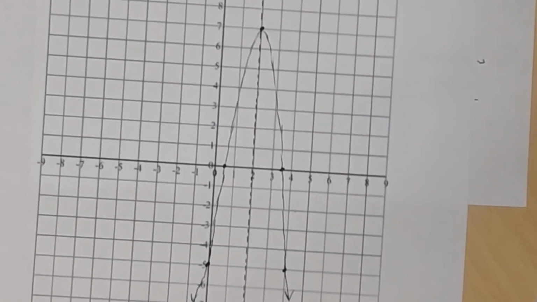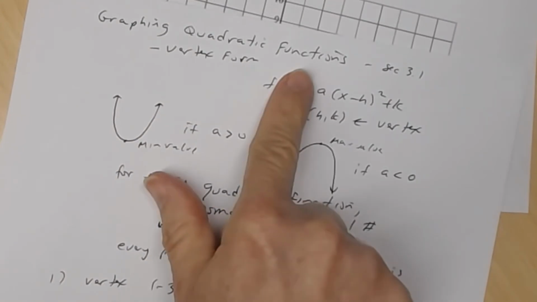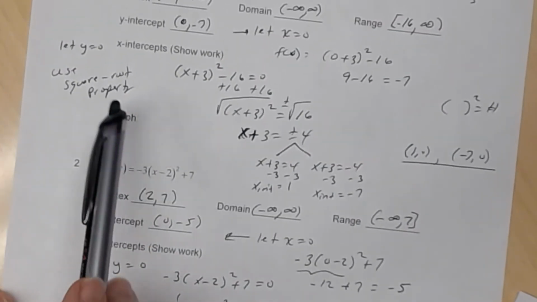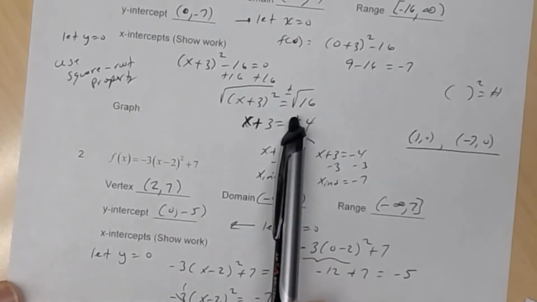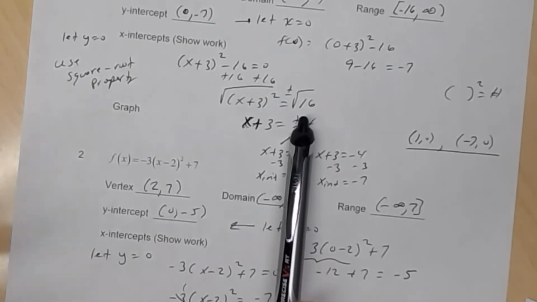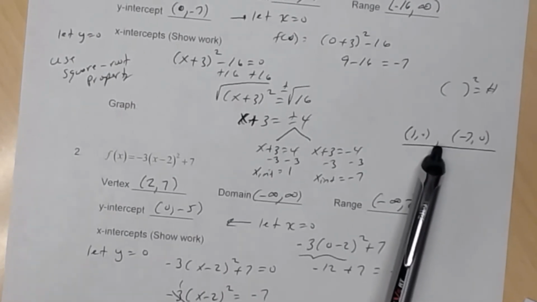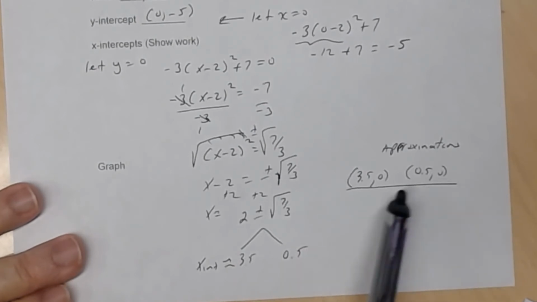All right, so that is graphing. So what we did is we graphed two quadratic functions that were in vertex form. And notice that when we found the x-intercepts, this one was a perfect square, 16 is a perfect square, and so I ended up with some nice integers as my x-intercepts. Over here, though, that's where I had to approximate.